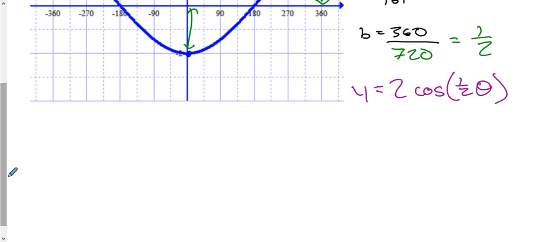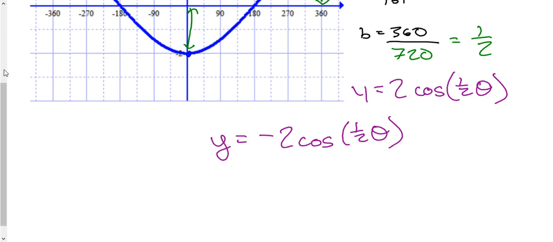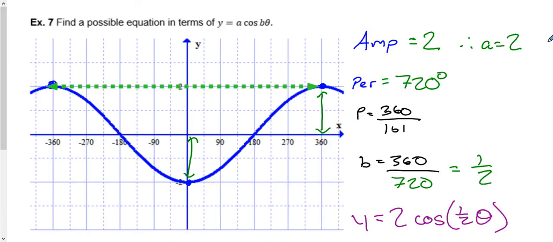Another one that most people don't think about is what happens if you wrote it this way. What happens if you wrote y equals negative 2 cos bracket 1/2 theta. This is our equation. So we had amplitude of 2, b value of 1/2.